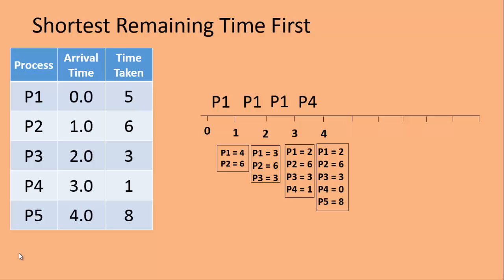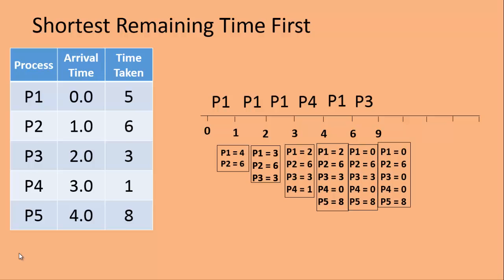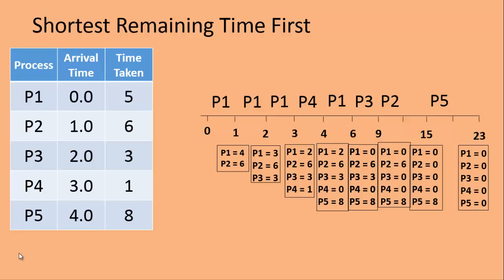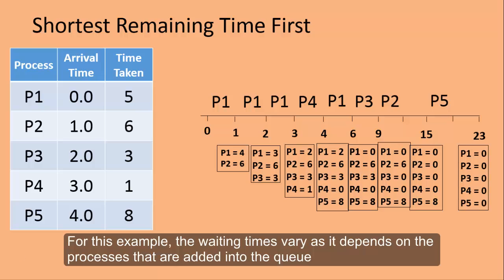At arrival time 4, P5 came in with 8 units of time, and it was added into the queue. For now, P1 is 2 units of time, which is the shortest, so it will run first, and there are no other arrival times at all. The next process will be P3, with 2 units of time, the shortest, then P2 with 6 units of time, and finally 8 units of time, which is the last to run to finish the process. For this example, the waiting time varies as it depends on the processes that are added into the queue.